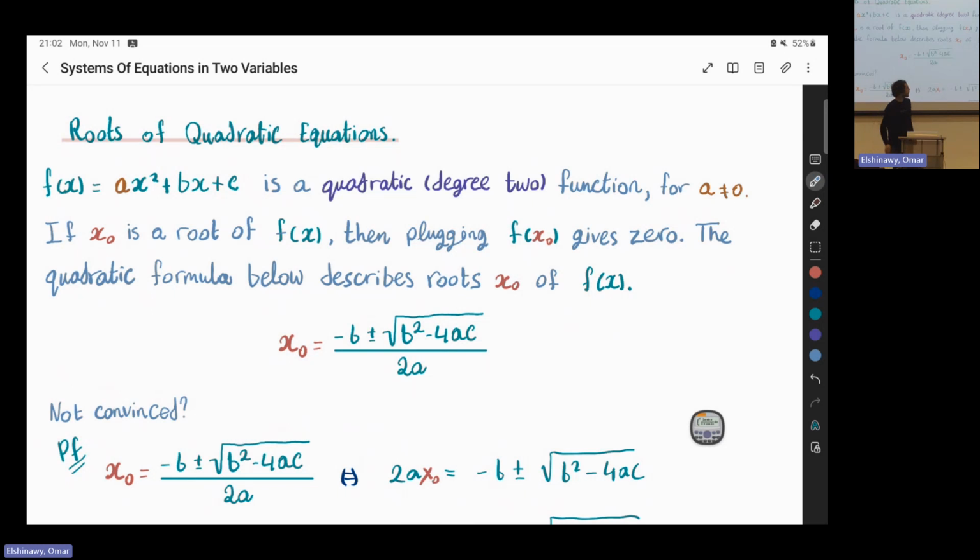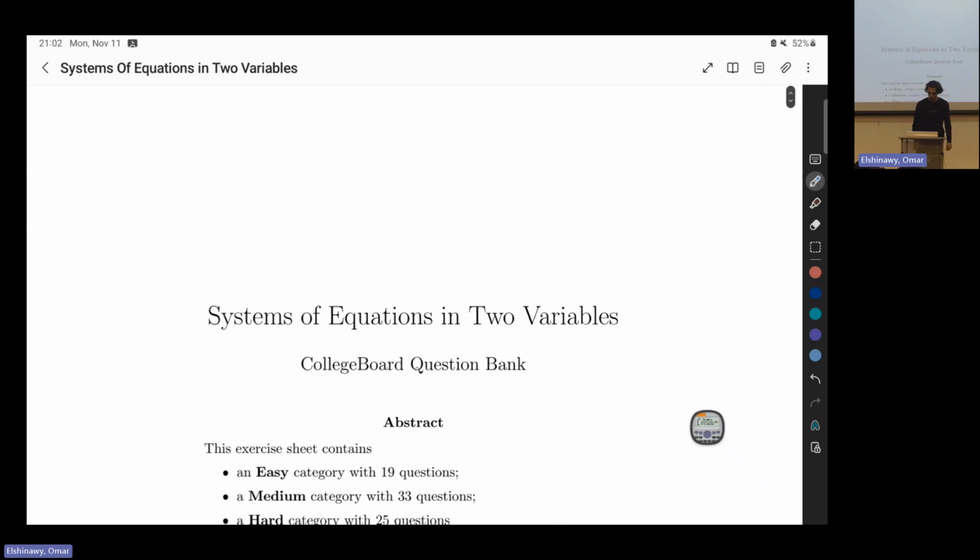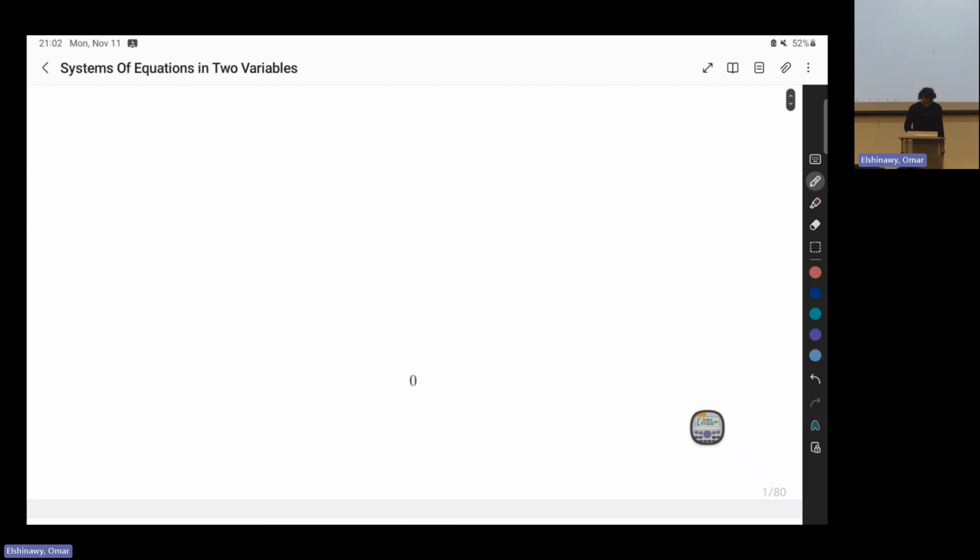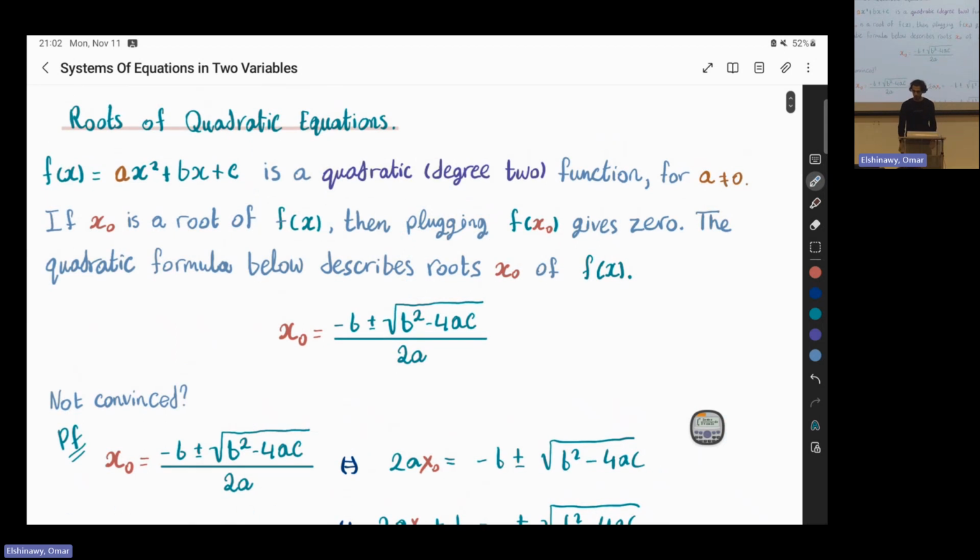Let's discuss some theory. So, more generally, we want to talk about systems of equations to variables. I just want to give a brief overview of some objects we'll be dealing with.